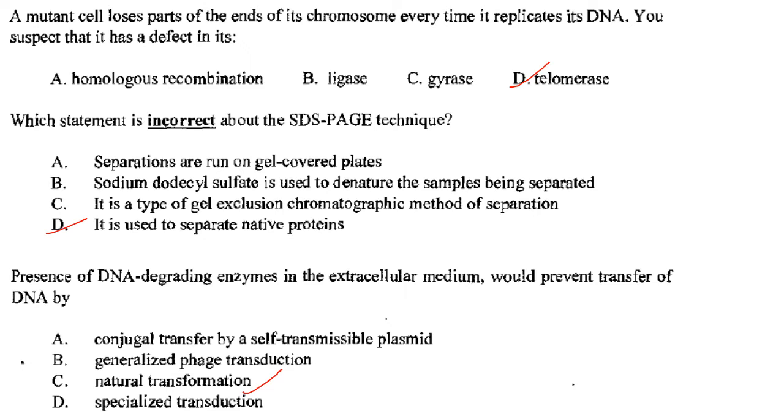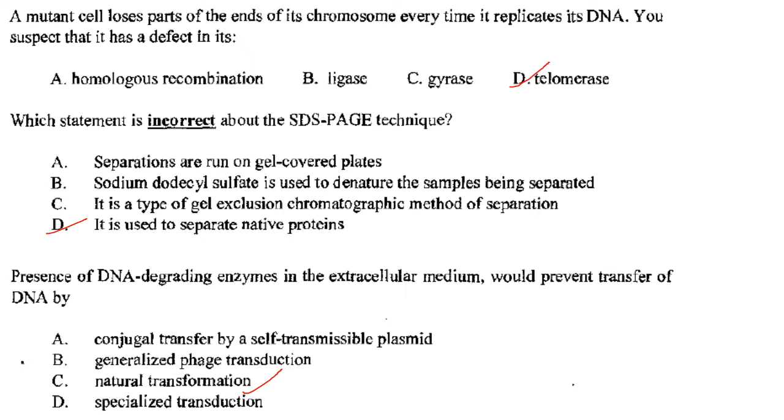Then, which statement is incorrect about SDS page technique? Separation are run on gel covered plates. That is correct. Sodium dodecyl sulfate is used to denature the samples being separated. Yes. Proteins are denatured by sodium dodecyl sulfate or SDS. Then it is a type of gel exclusion chromatographic method of separation. Yes, it separate based on molecular weight. Then it is used to separate native proteins.